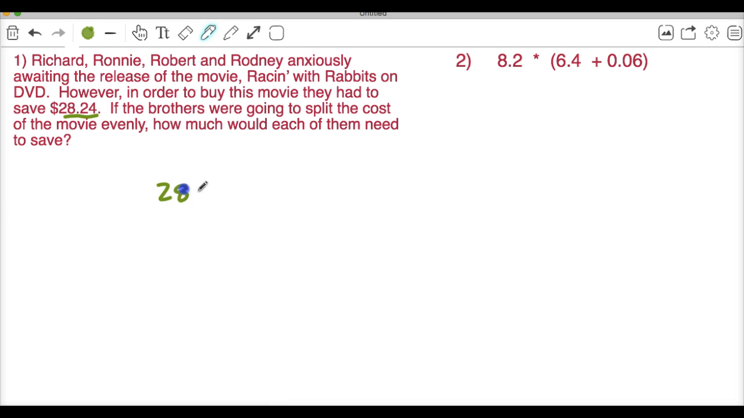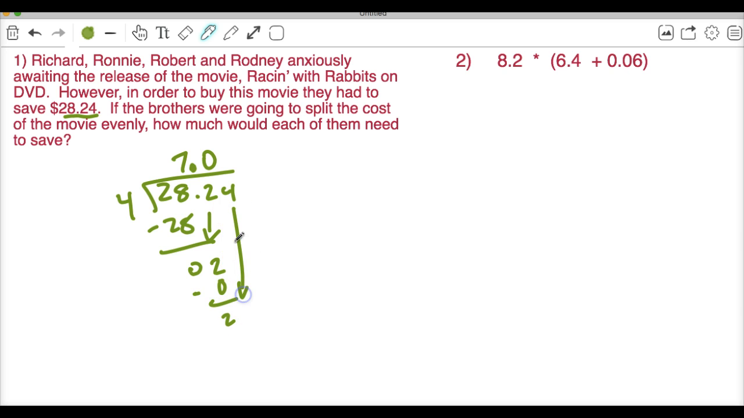So it's 28 divided by 4. 4 goes into 28 7 times. Subtract, bring down. I'm going to put my decimal in my quotient so I don't forget. 4 goes into 2 zero times. Subtract and bring down. 4 goes into 24 6 times. So they each need to save $7.06.